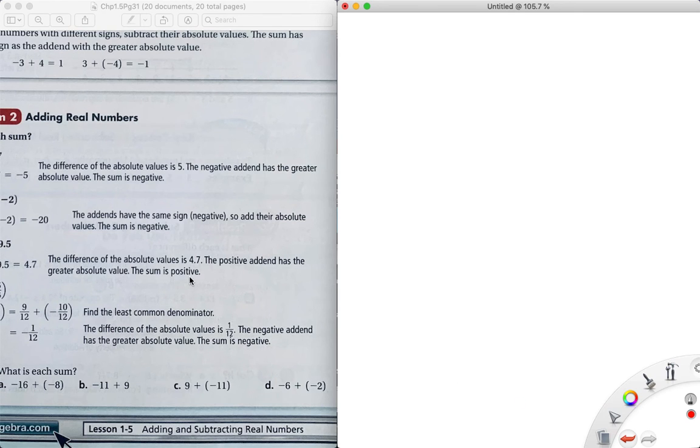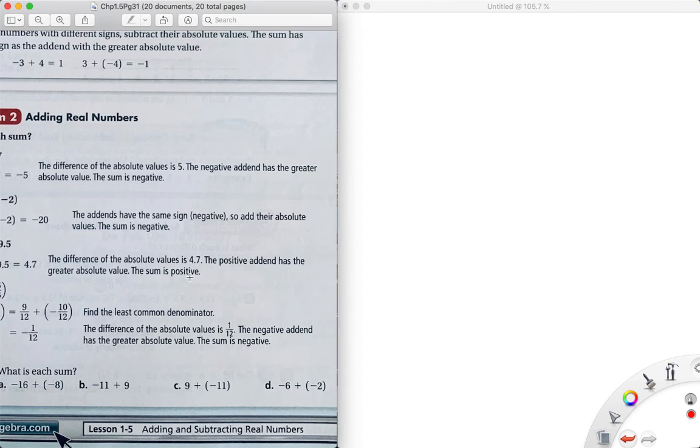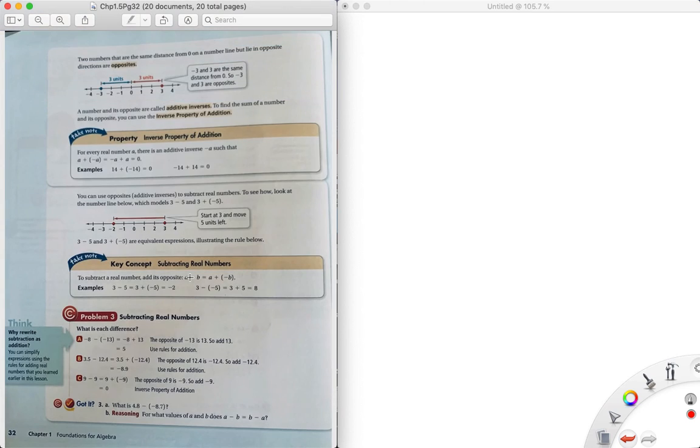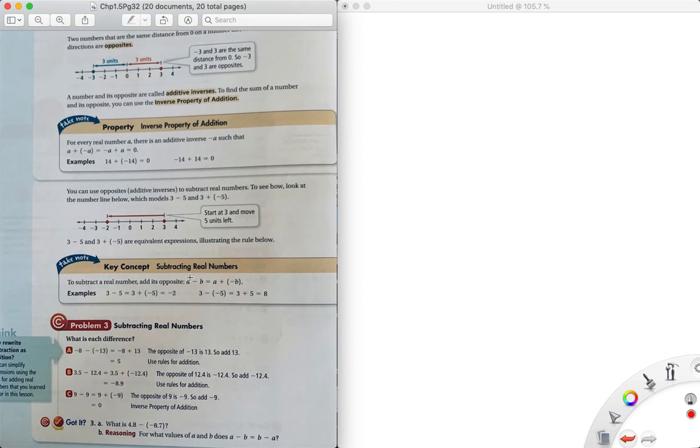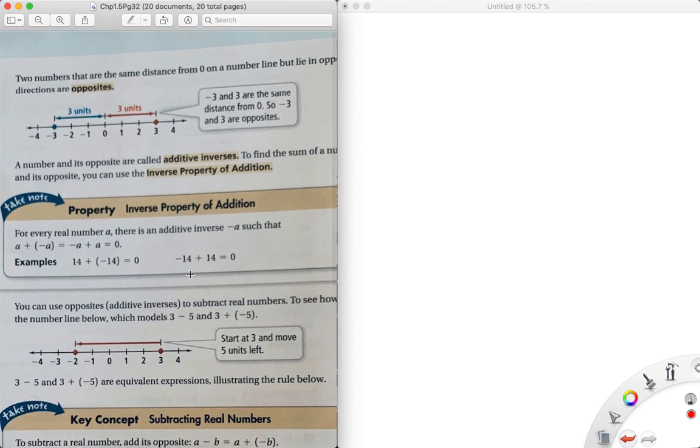Same sign, you add their absolutes. Whatever the sign of the two problems is going to be the sign of your answer. Opposite signs, you subtract their absolutes, and you go with the sign of the bigger absolute as the sign of your final answer. All right, opposites.